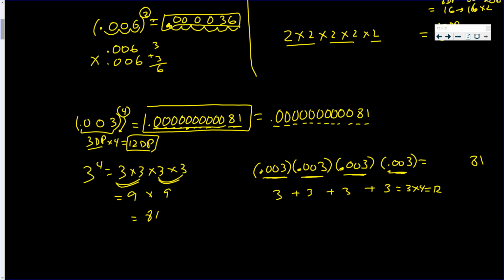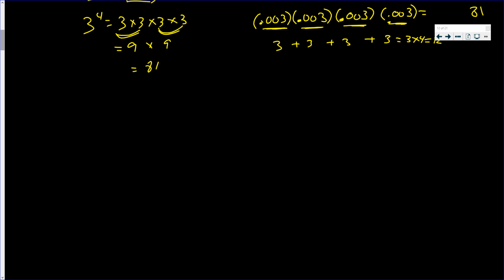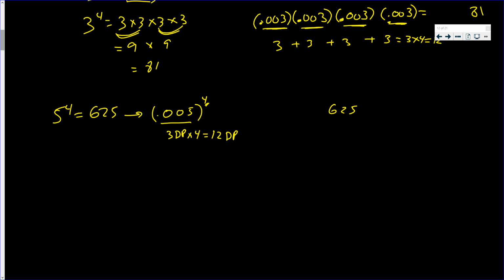Okay, let us do another problem. We should know that 5 to the 4 is 625. So what would 0.005 to the 4th be? Well, this is 3 decimal places, and we're multiplying it by 4. We're going to get a 12 decimal place number. Well, 625 used up 3. 4, 5, 6, 7, 8, 9, 10, 11, 12 decimal. Next problem.